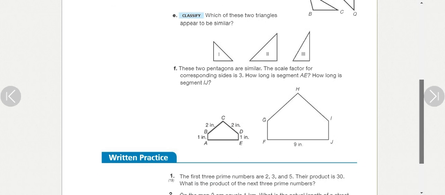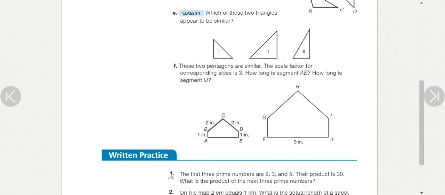Why don't you do D, E, and F? F kind of looks like home plate, doesn't it? I know you can do it. Work hard, ask questions.